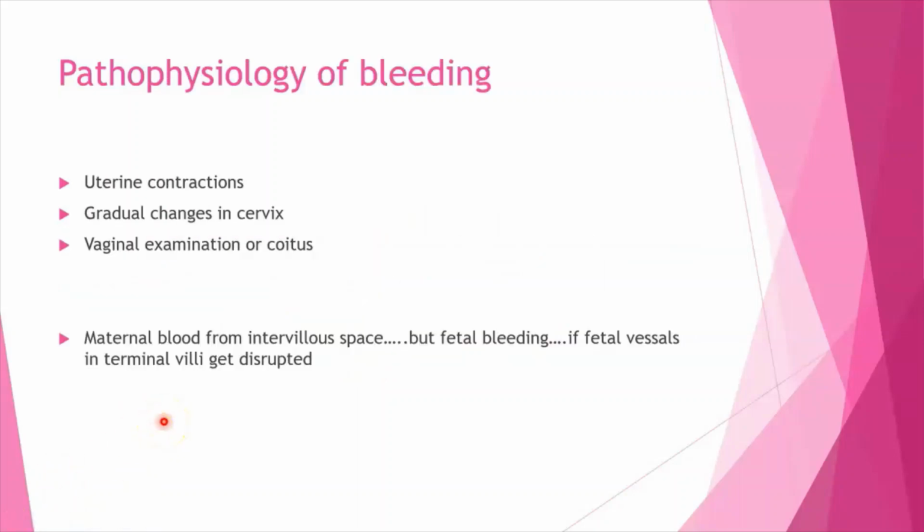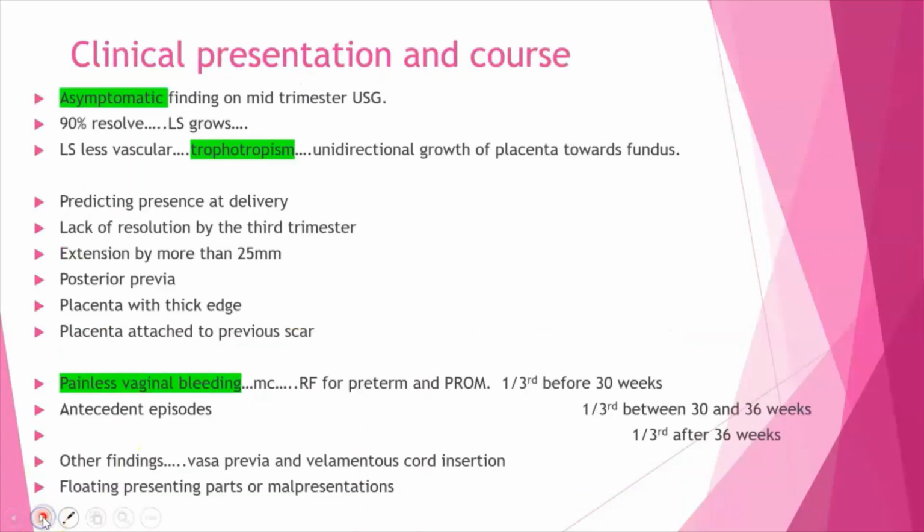Now friends, what is the pathophysiology of bleeding in placenta previa? Because of uterine contractions, the gradual changes in the cervix lead to the shearing of placenta in the lower segment. And third, sometimes vaginal examination or coitus. Now friends, mostly this is maternal blood from the intervillous space, but fetal bleeding can occur if fetal vessels in the terminal villi get disrupted.